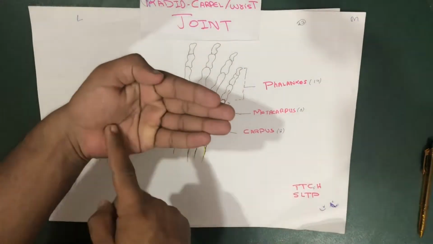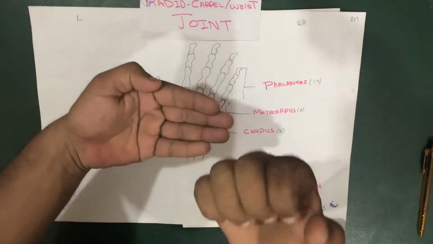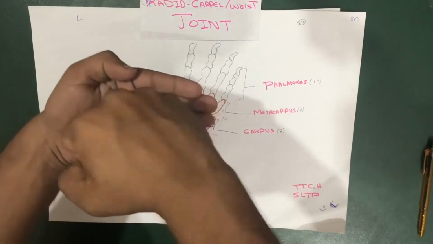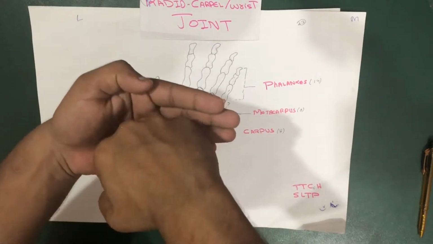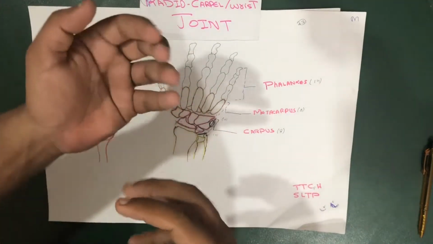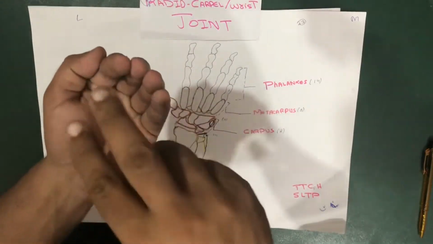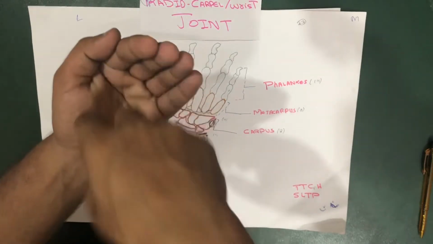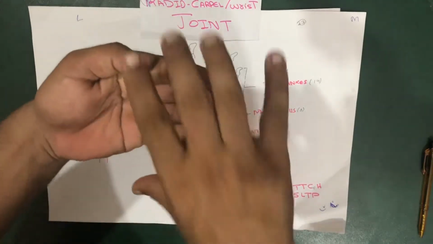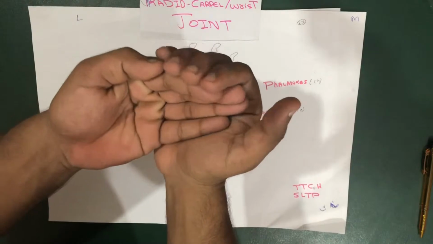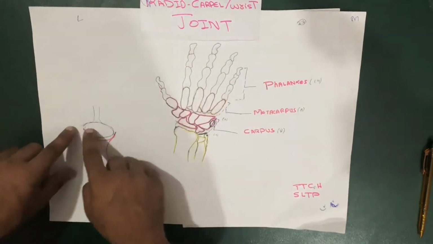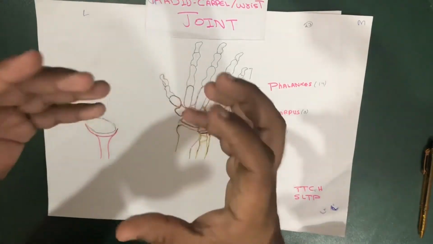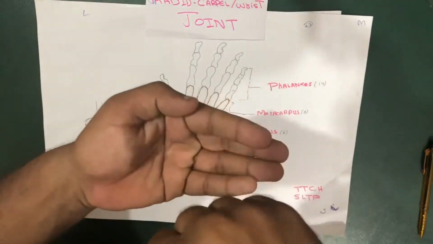This is the radius, which is forming the concave surface, and you're putting in the convex surface of the carpus bone. So this is the convex ellipsoid. What happens in rotation? The area you are going to rotate should be circular, and the ball should fit in. So it's not a ball and socket joint, like the shoulder joint, but an ellipsoid. If you know what I mean by the ellipsoid shape, it looks something like this. It's like you are squeezing a ball and it's becoming like an egg. It's an ellipsoid. So what happened?